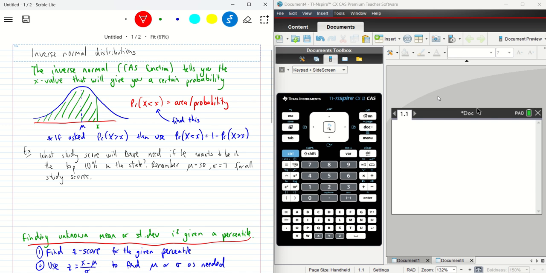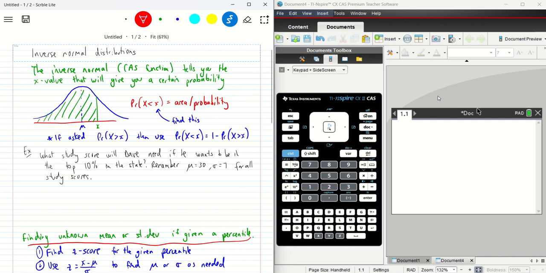Today we're going to have a look at inverse normal distributions. Whereas before we were trying to find probabilities given a normal distribution and a value, we're doing the opposite of that this time. In this instance, we're given a probability and we need to find a value where that probability is true. As it says there, the inverse normal, and this is a CAS skill, tells you the X value that will give you a certain probability.